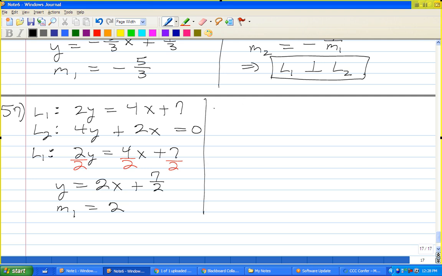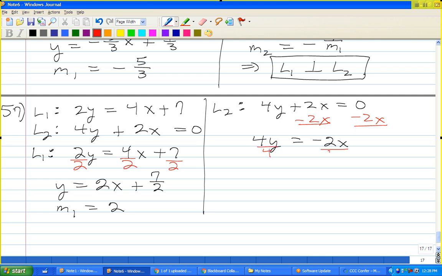Let's look at the slope of the second line. Subtract 2x from both sides of my equation in order to isolate y on one side. So I get that 4y is equal to -2x. Divide both sides of my equation by 4. And so y is equal to negative divided by positive is negative. 4 divided by 2 is 2, so -1/2 x. So therefore the slope of the second line is -1/2.